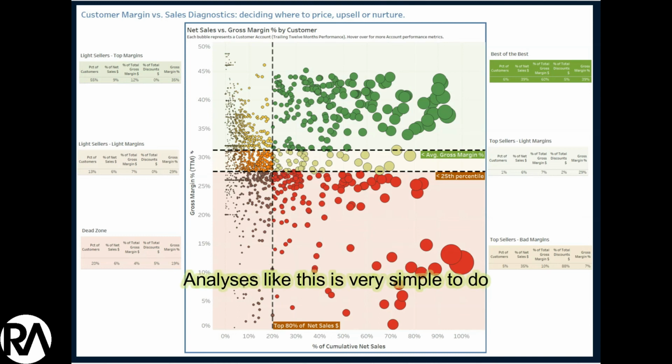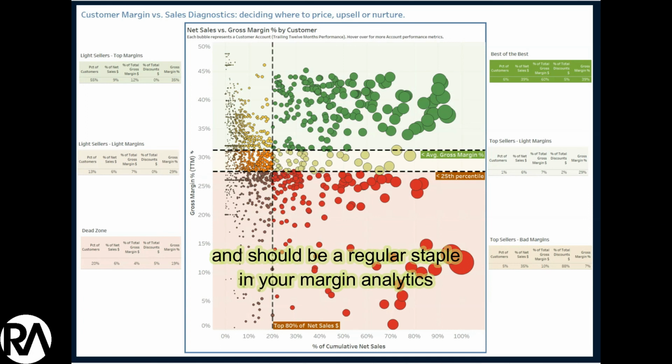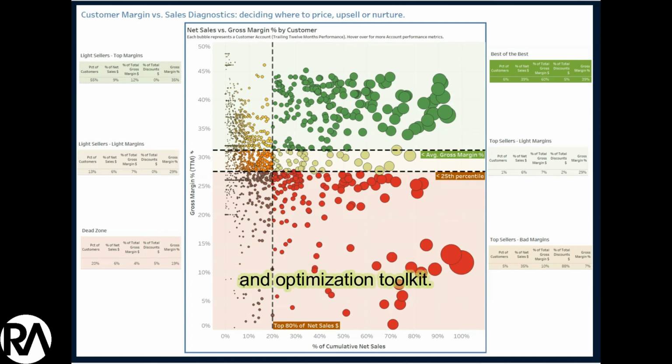Analysis like this is very simple to do and should be a regular staple in your margin analytics and optimization toolkit. By actively grouping your customers into margin performance clusters and building quarterly action items to take care of the low-hanging fruit, you can raise your gross margin performance up to 1 to 5 points over the course of a year.